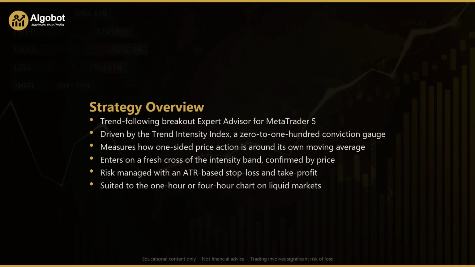The expert advisor uses that gauge to time breakouts. It waits for the index to cross out of the middle chop zone and into an intensity band, and it confirms that move with price sitting on the correct side of its moving average. Every trade is protected. A stop loss and a take profit are both sized from the average true range, so risk scales with current volatility rather than a fixed pip distance. There's also an early exit that steps in when the trend loses its conviction.